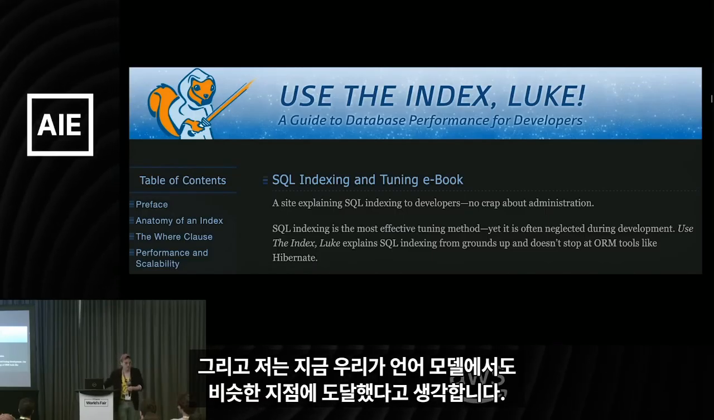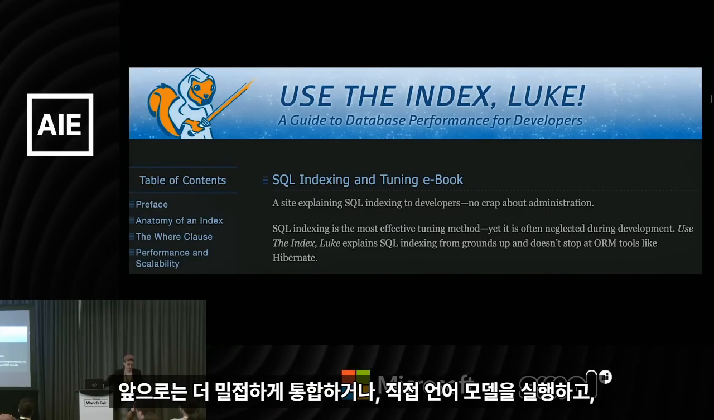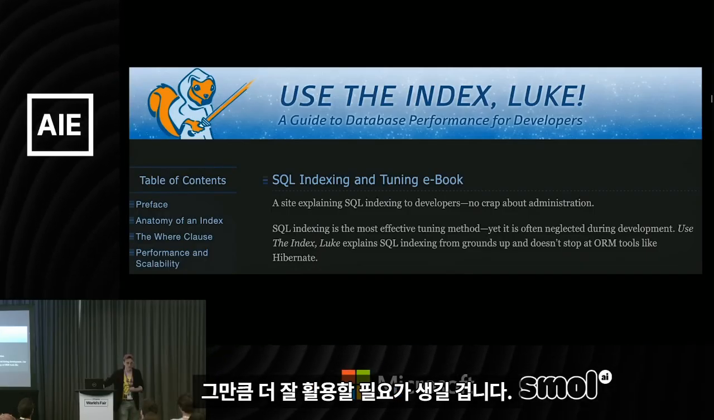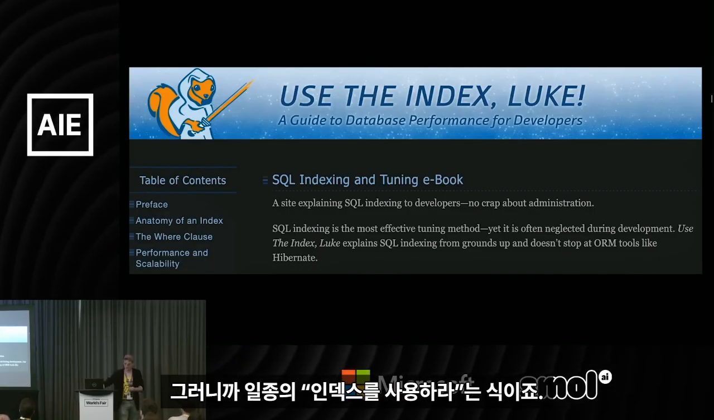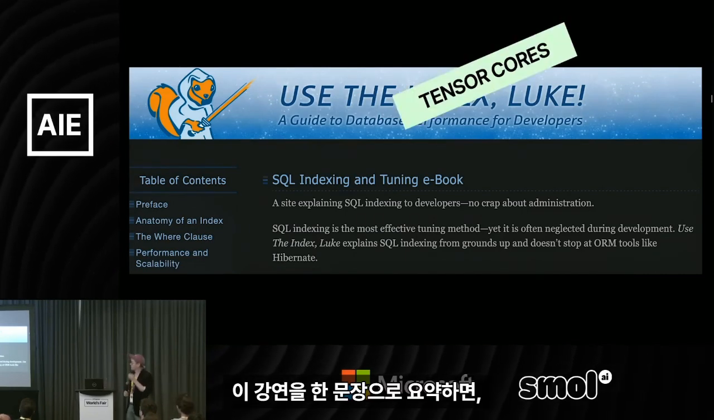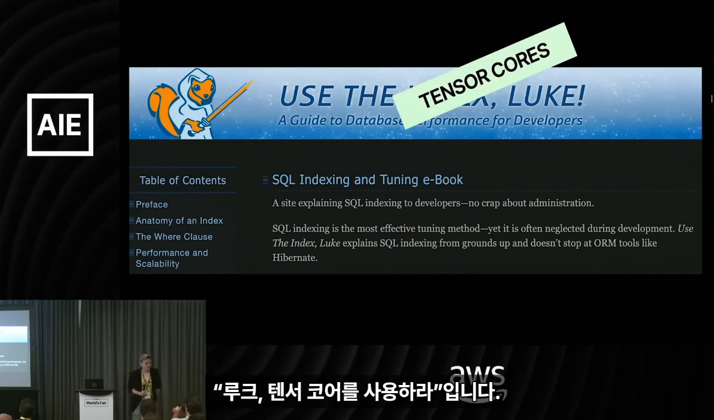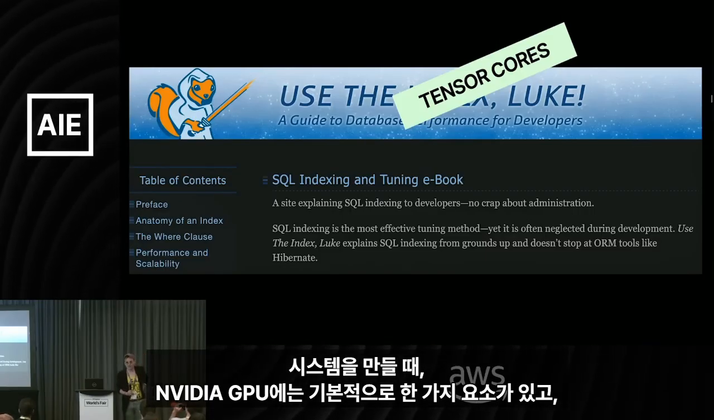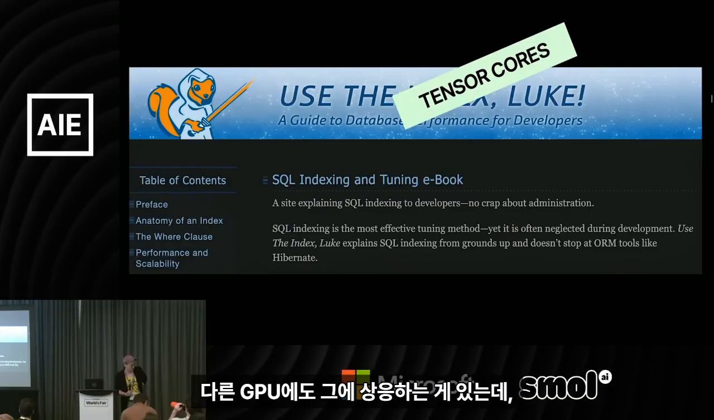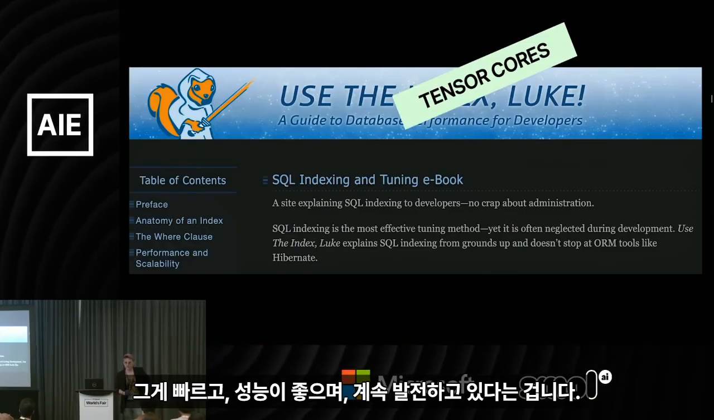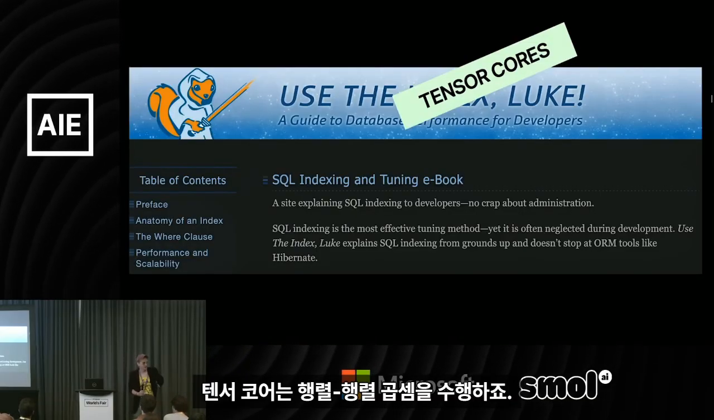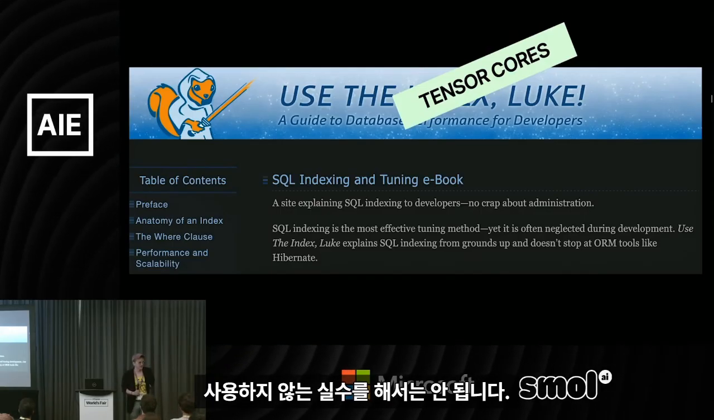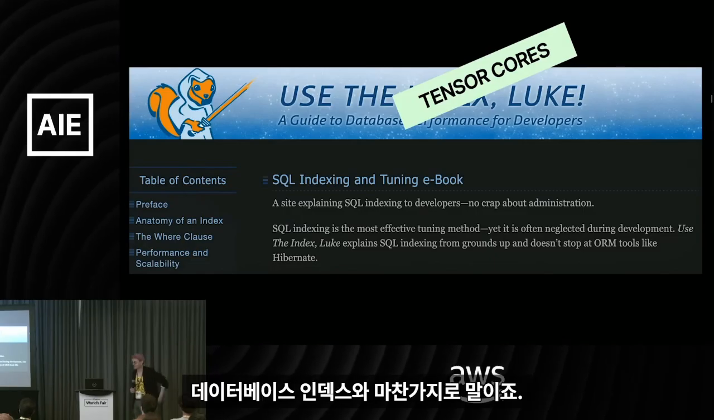And I think we're reaching this point now with language models where you'll have more ability to integrate tightly, run your own language models, and so more need to use the index. Or I guess if you want the one sentence summary of this talk, it's use the tensor cores, Luke. So there's basically one part of an NVIDIA GPU, and an equivalent in other GPUs, that is fast and good and gets better, and it's the tensor core, and it does matrix multiplication, and you should make sure you're using it, just like an index on a database.